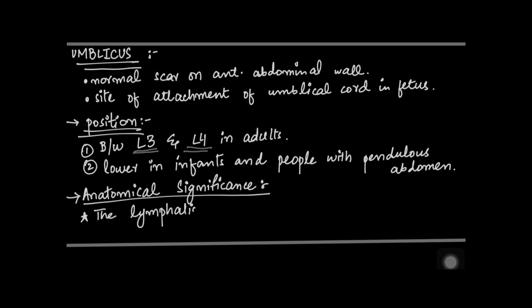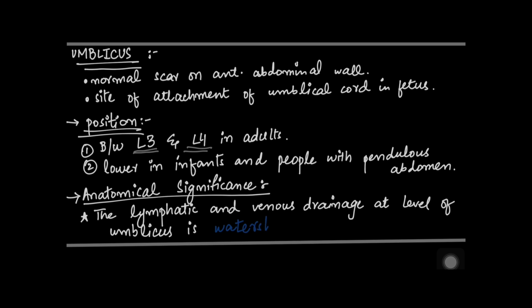Anatomical significance: the lymphatic and venous drainage at the level of the umbilicus follows the principle of the watershed line. It is a very important question asked in exams. What is a watershed line?